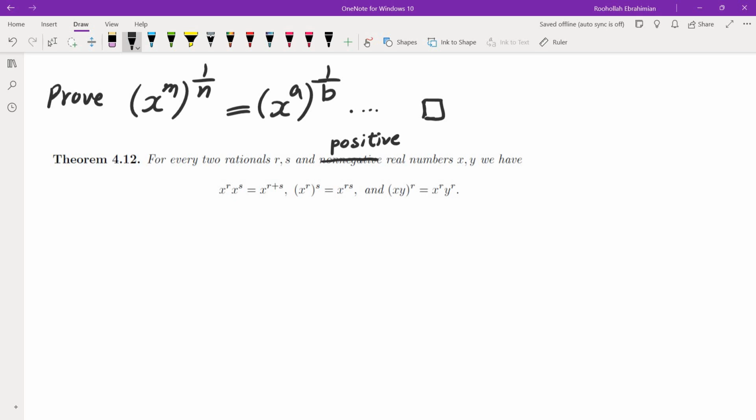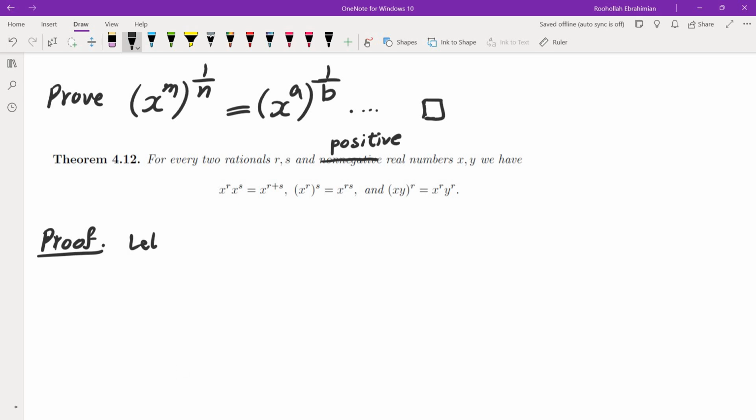Just because if you have a base that is 0, you cannot raise it to the power of 0 or negative exponents. So it's best to change this to positive to make sure we don't have to take care of the cases where r and s are 0 or negative. Okay, so let's prove this one. I'm going to prove one of them, and then the others are actually quite similar.